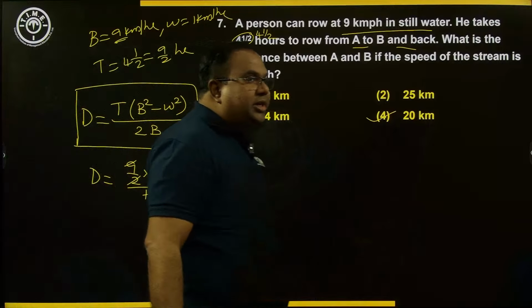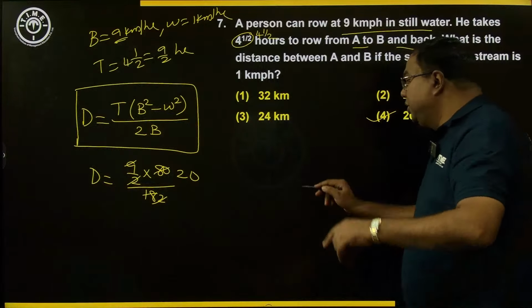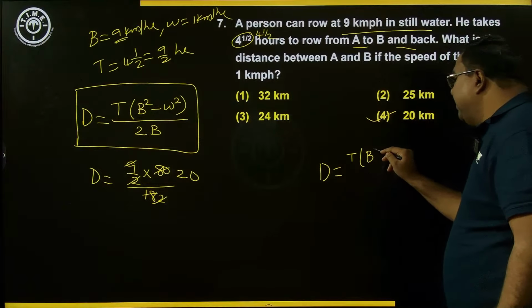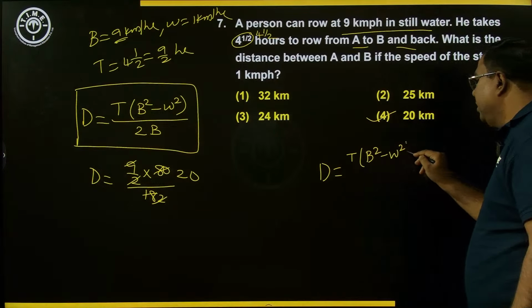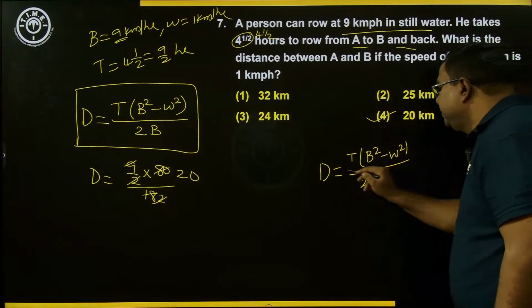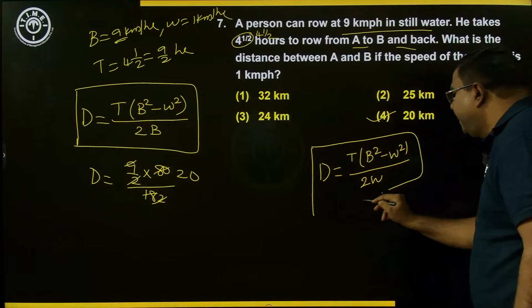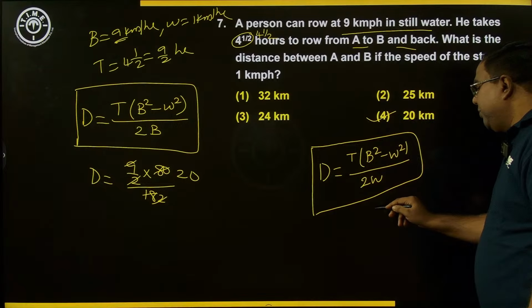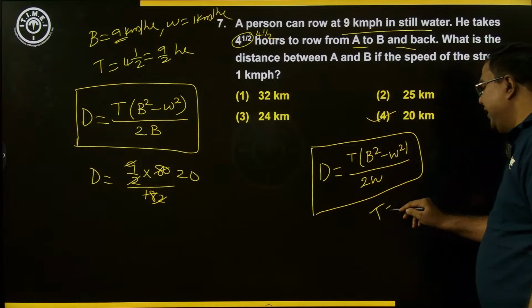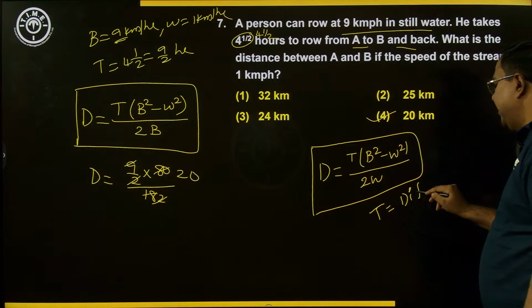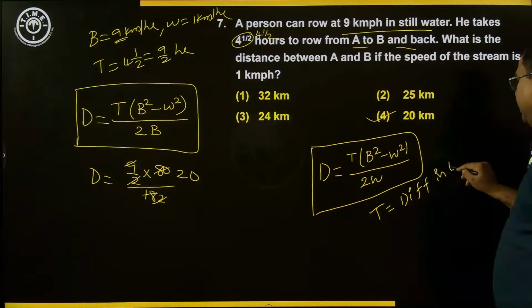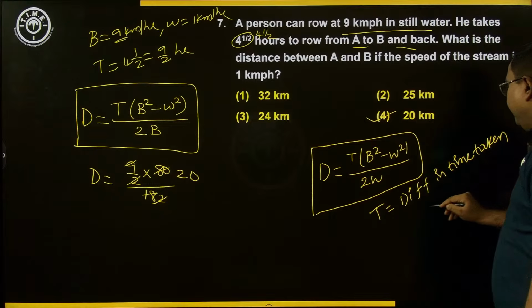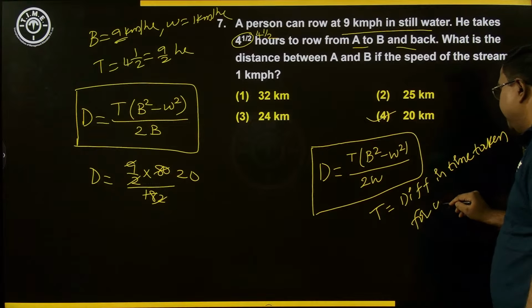One point of caution here. There is one more similar formula. You should not get confused. D is equal to T into B square minus W square by 2W. Right? So there we have 2B, here we have 2W. This formula I will use when time given is the difference in time taken for upstream and downstream journey.